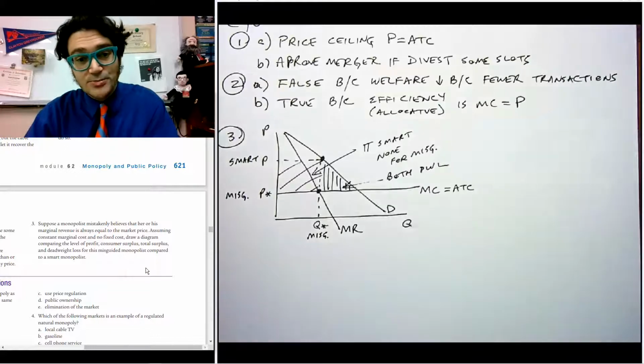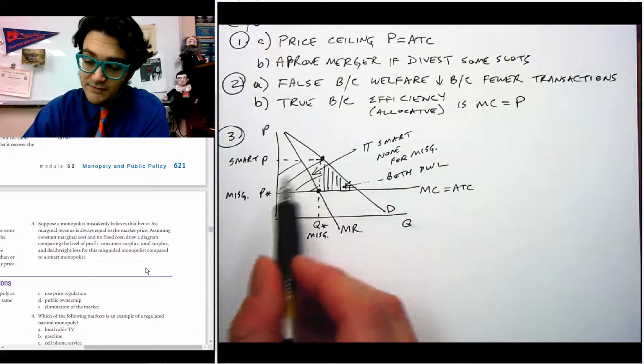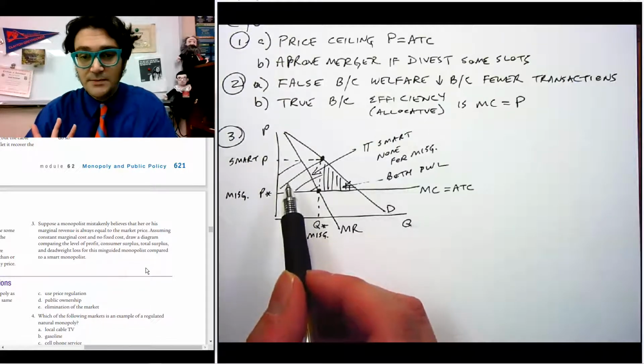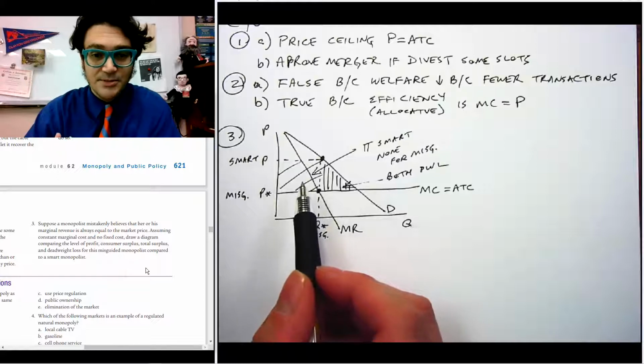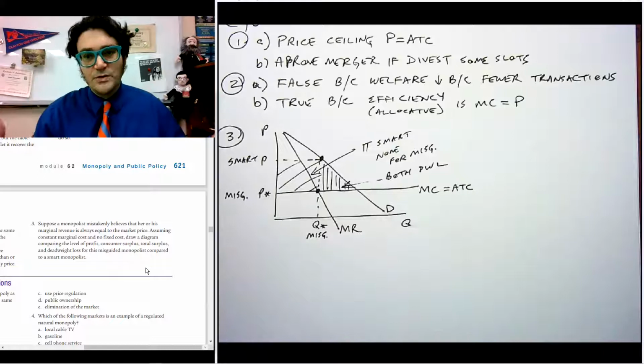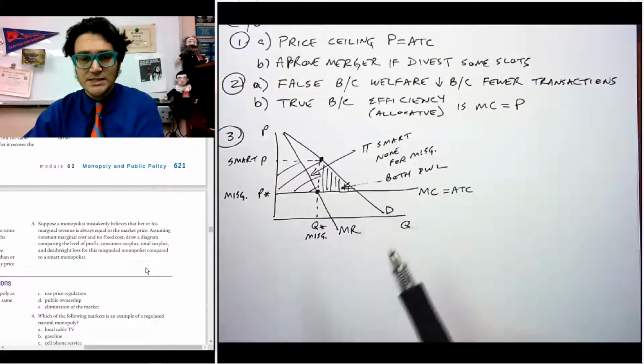There's more consumer surplus for the misguided monopolist. Instead, all of this profit rectangle becomes part of the consumer surplus for the misguided monopolist. So their profit turns into consumer surplus, but it doesn't help with total surplus because we still have the deadweight loss, because we're still producing too little of a quantity.